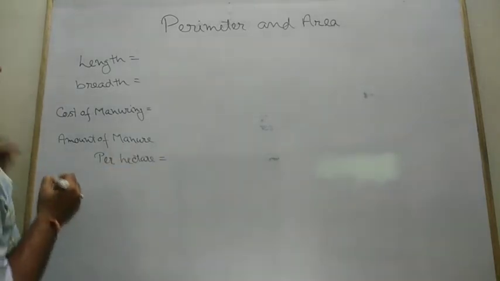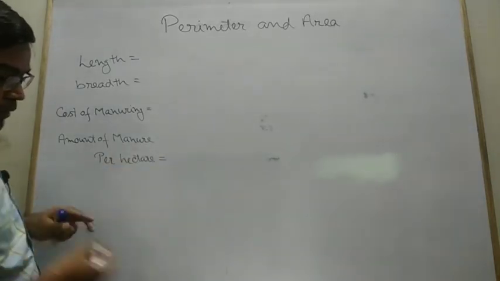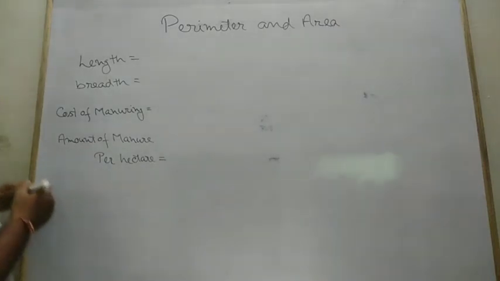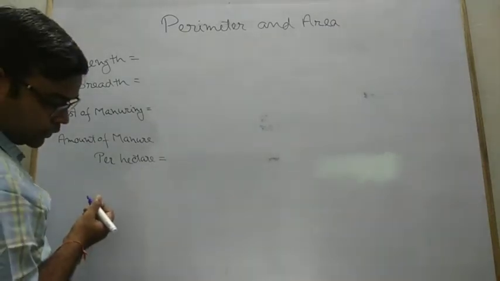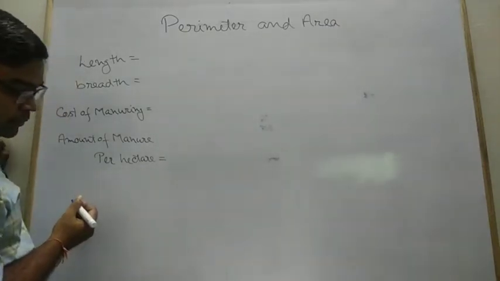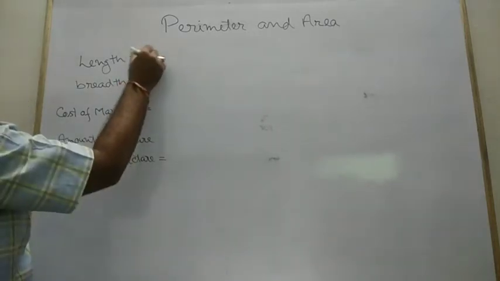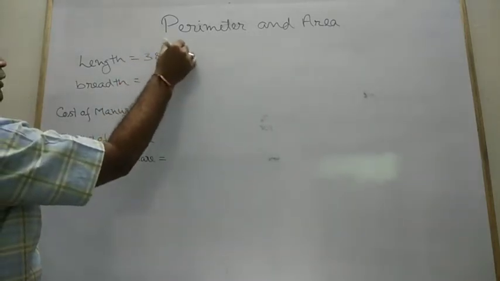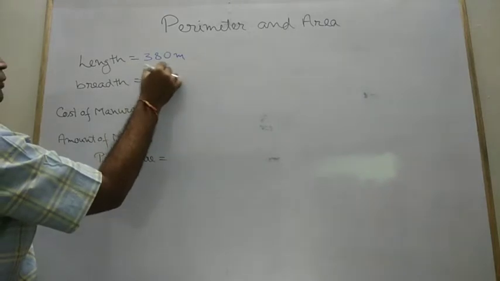Amount of manure per hectare is given. These 3 parts are given and you have to solve the question. So let's start. What is the length? Length 380 by 100 means 380 meter length is given. Breadth is your 100 meter.